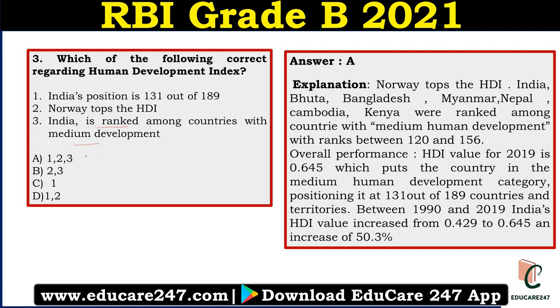So let us discuss each of the options. India's position is 131 out of 189. So India has dropped 2 ranks. If they ask you that comparatively to the previous year India's rank increased, it is wrong. India's rank dropped 2 ranks and hence it is 131 out of 189.